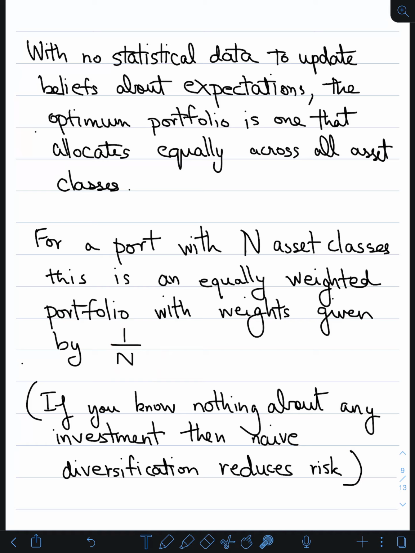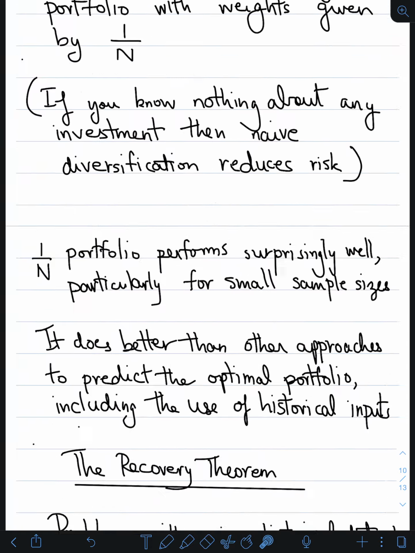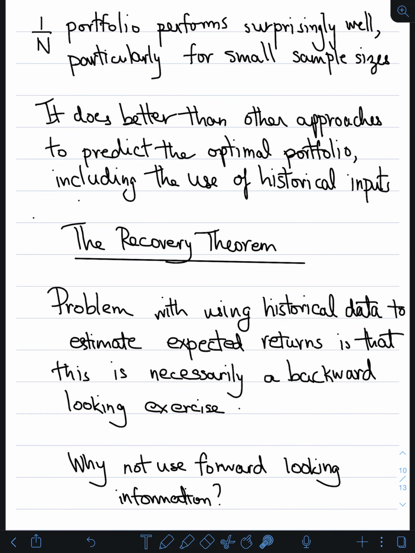So basically, what is this assuming? It says if you know nothing about investments, then naive diversification should reduce risk. Okay, and some researchers then compared to try and find out how this portfolio performs relative to other models used to generate portfolios, and they actually found that the 1/n portfolio performs surprisingly well. Okay, especially for small sample sizes.